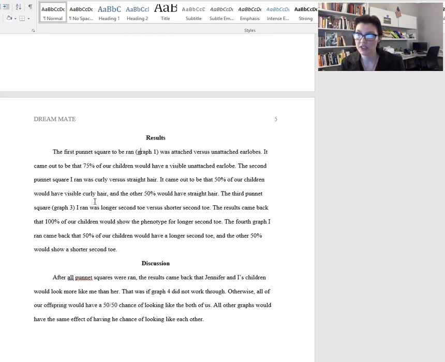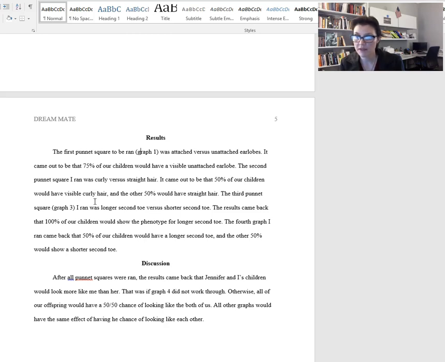Second Punnett square round was curly versus straight hair. The results were that a child, or the offspring, our offspring would have a 50% chance of curly hair and a 50% chance of straight hair. The third Punnett square, that's fine, was longer second toe versus shorter second toe, and the results came back that the offspring had a 100% chance of a longer second toe, because you're talking about the phenotypes, yeah.